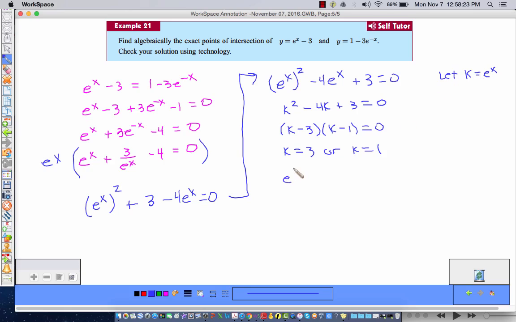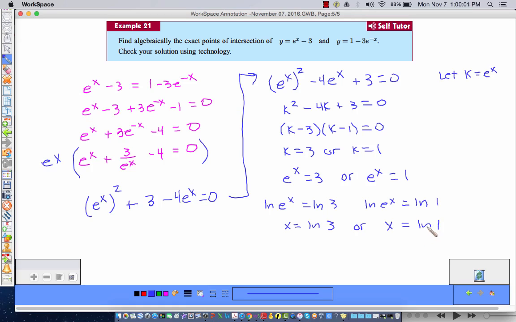Substituting back in, e to the x would be equal to 3, or e to the x would be equal to 1. Then I would take the natural log of both sides. Natural log of e to the x equals natural log of 3. Natural log of e to the x equals natural log of 1. Well, let's have a look-see. So natural log base e of e to the x means x equals the natural log of 3, or natural log of e to the x is equal to x. So x would equal natural log of 1.